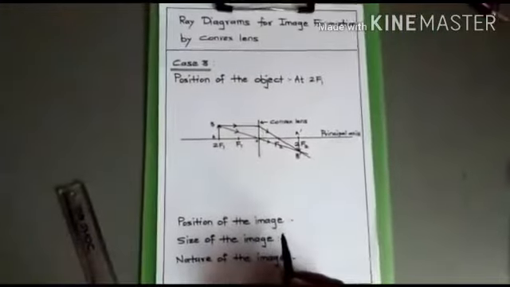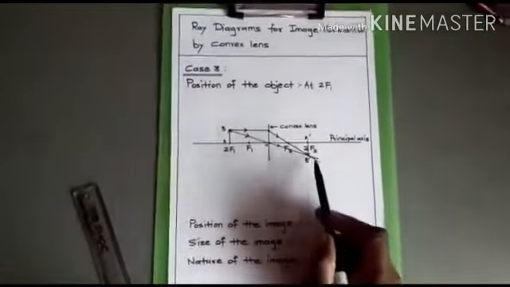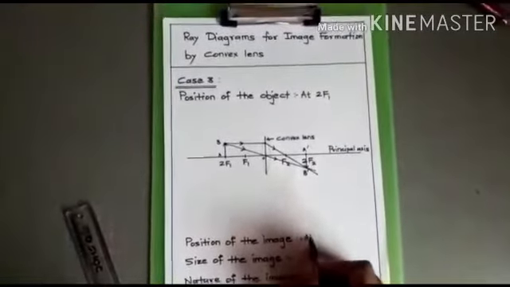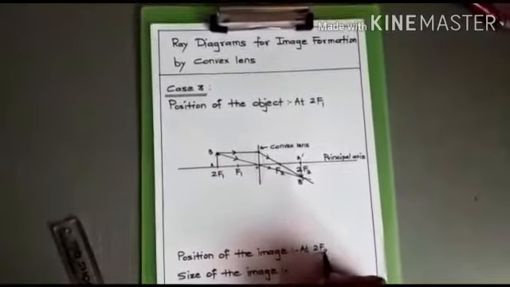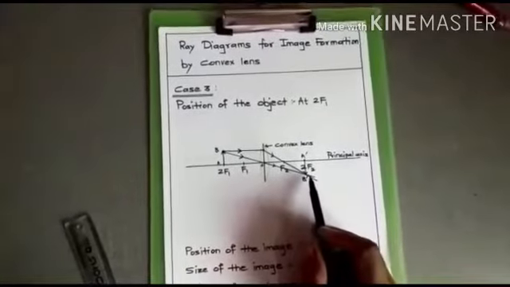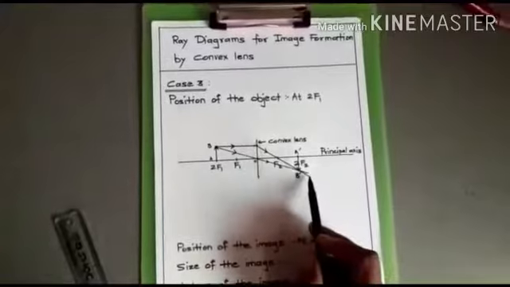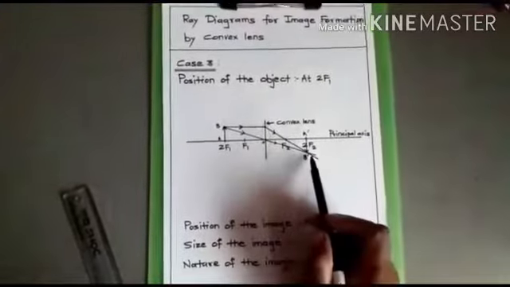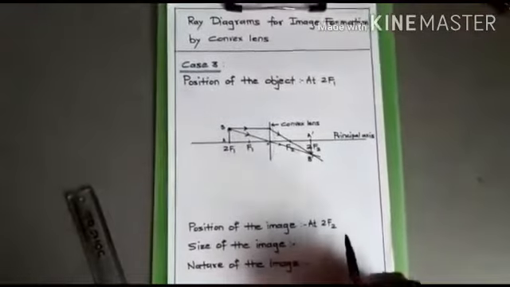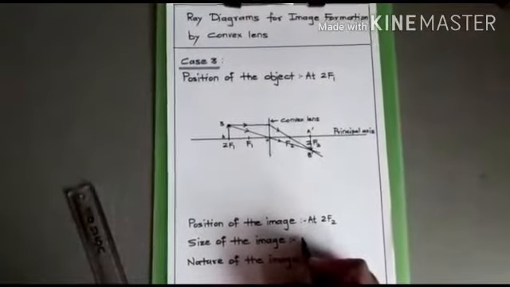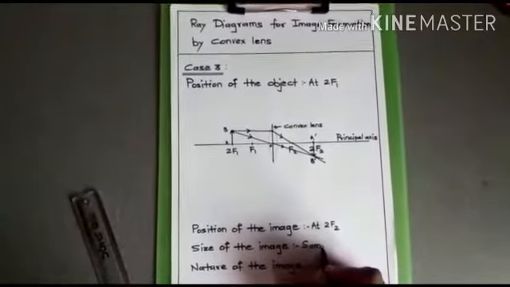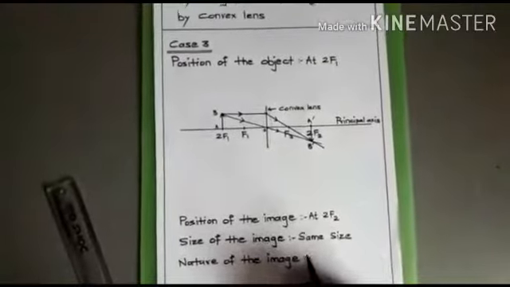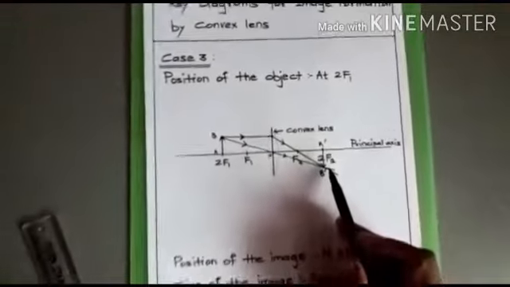Properties of this image are: position of the image at 2F2. Size of the image: see, this is the symmetric nature of the image here. Its size is the same as that of the object AB. Nature of the image: it is real and inverted.